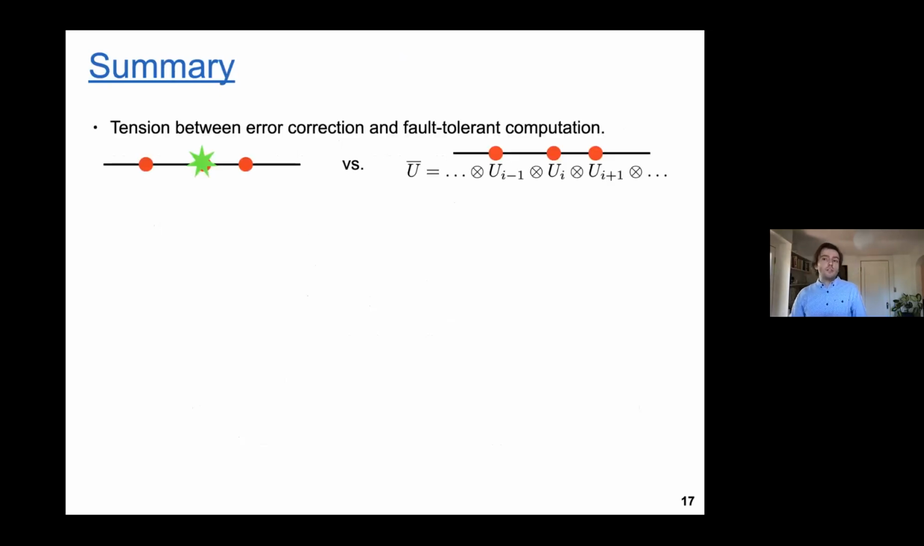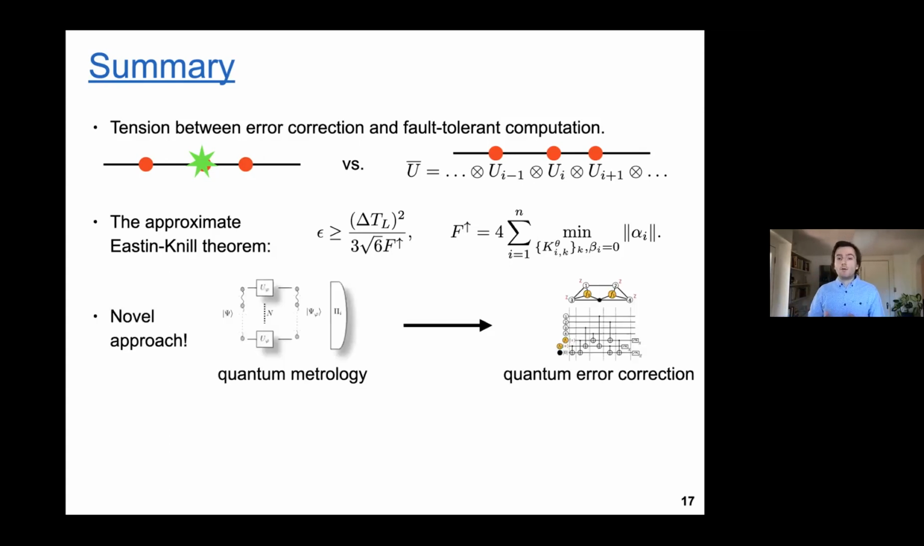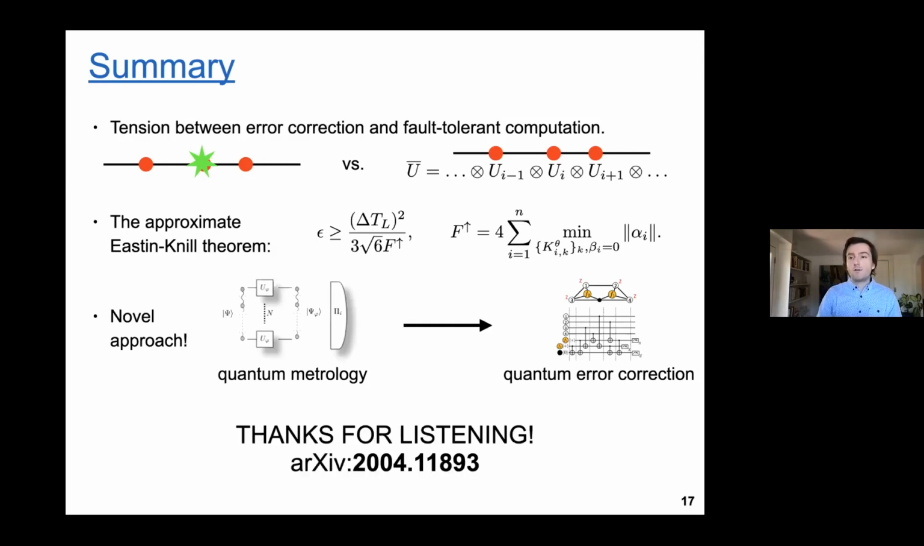Okay, so this brings me to the summary of my talk. In my talk, I was trying to tell you a bit about the tension between doing error correction and implementing fault-tolerant computation in a simple way with transversal gates. And this tension is captured by the approximate Eastin-Knill theorem. The version of the theorem we established is applicable to many noise models, and the bound can be quite easily computed for relevant noise models, including the erasure and the depolarizing channel. And in our proof, we followed a novel approach, namely we use quantum metrological tools to say something about quantum error correction. And with that, I would like to thank you for your attention.